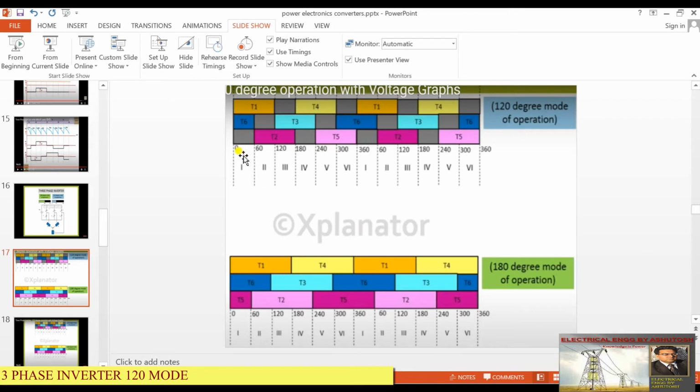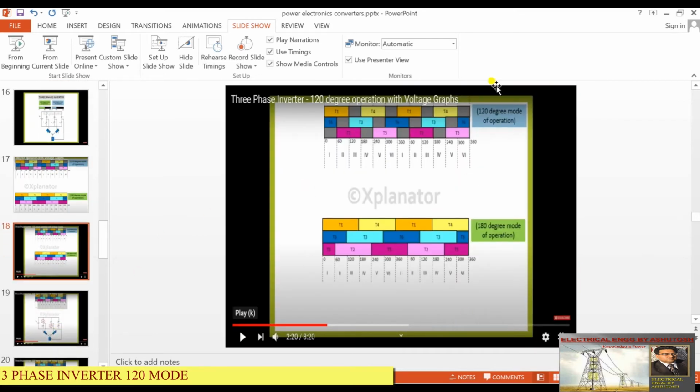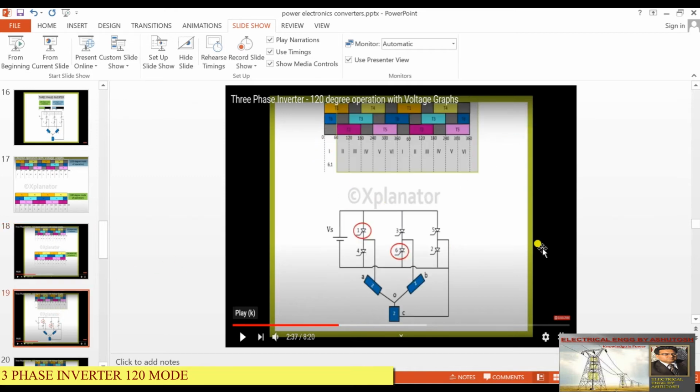So what happens here? From 0 to 60 in the second diagram, you can see here, for 0 to 60 degree operation, this is the first phase of operation. There are two thyristors conducting. For the first phase, 0 to 60 degrees, number 1 and 6. As you can see in the diagram, the first IGBT and the 6th IGBT of the second leg are both operating.